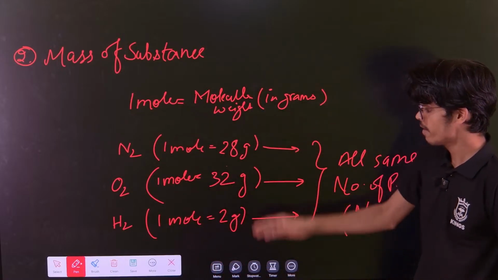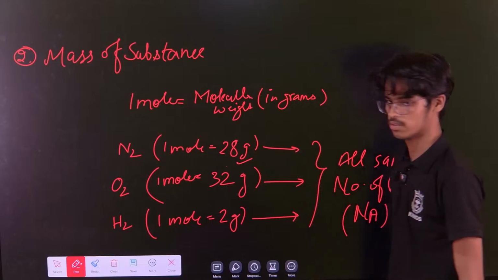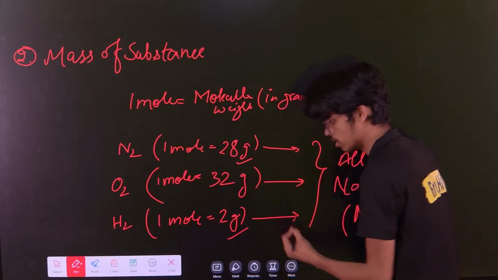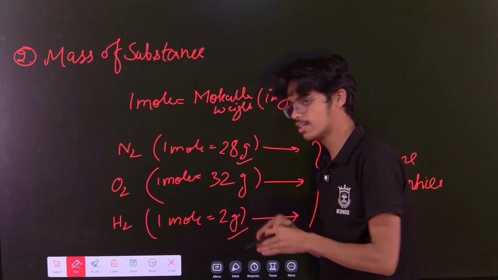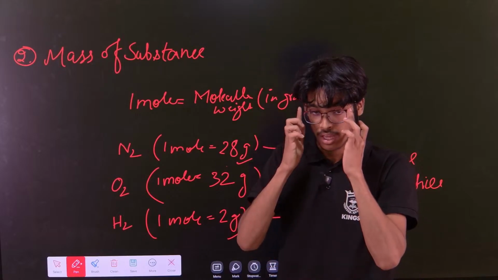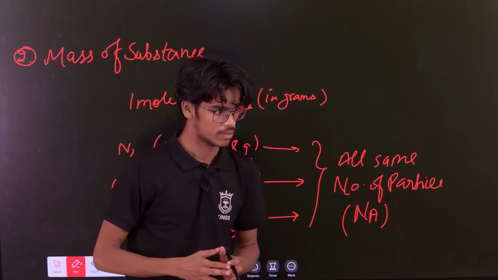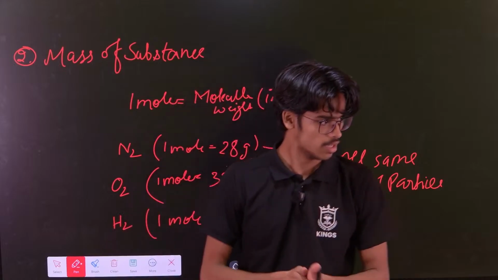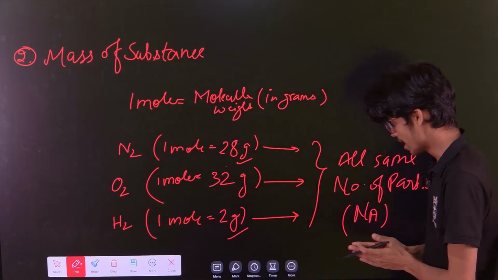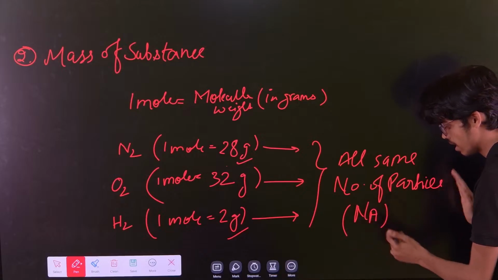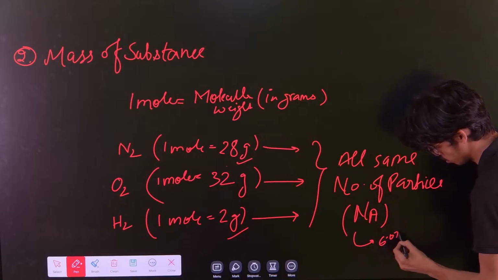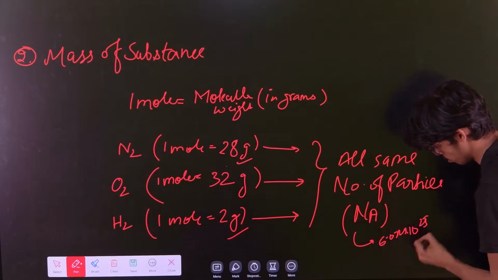So it doesn't matter whether the weight of this thing is 28, which is high compared to the hydrogen. The number of particles in that thing is the same. I hope you understand the importance. So now do you understand the importance of Avogadro's number, Na? What is the value of Na? Once again, 6.022 into 10 to the power 23. Remember this number, don't forget this.